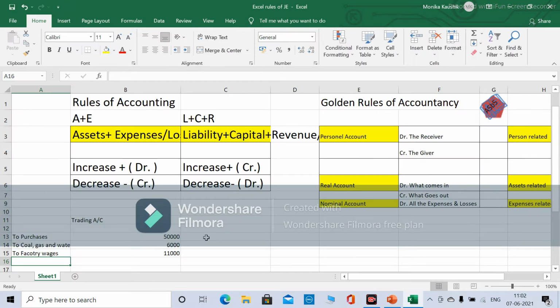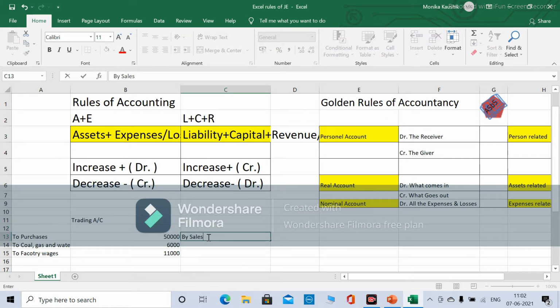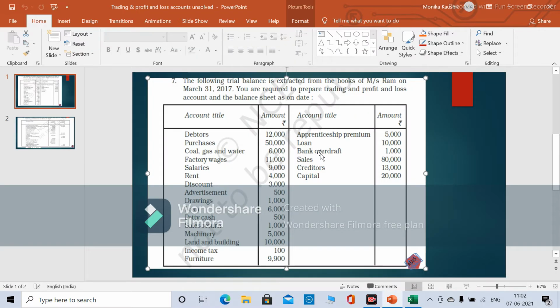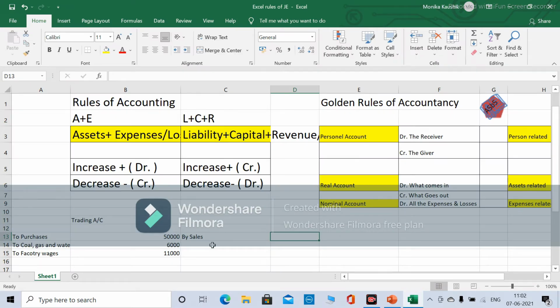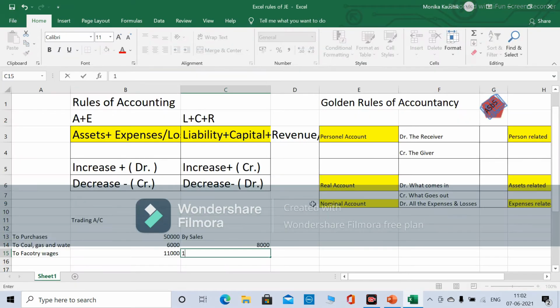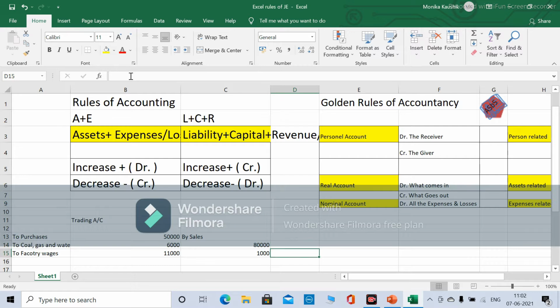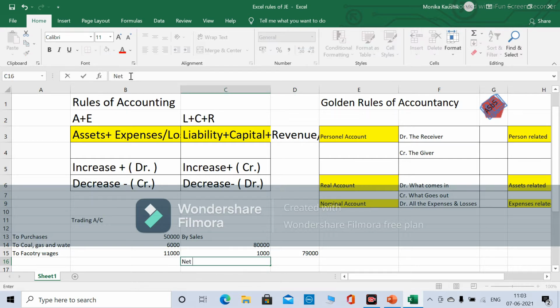So let's take sales. By sales, 80,000. Sales return is already here, so 80,000 minus sales return of 1,000 rupees. So net sales will be 79,000. You can write it down like this as net sales, or you can deduct it in any other way.